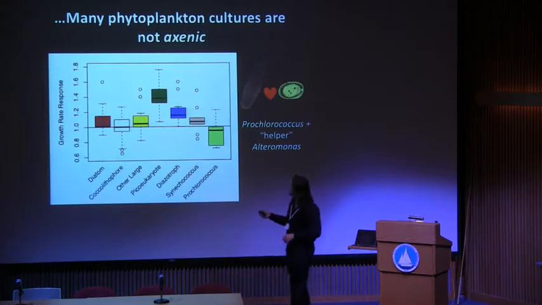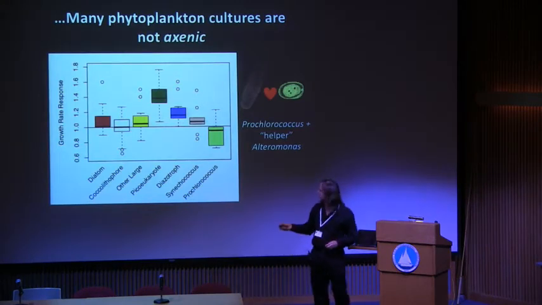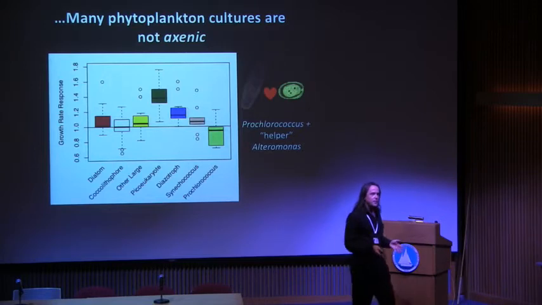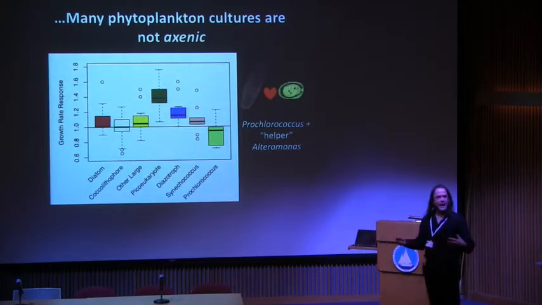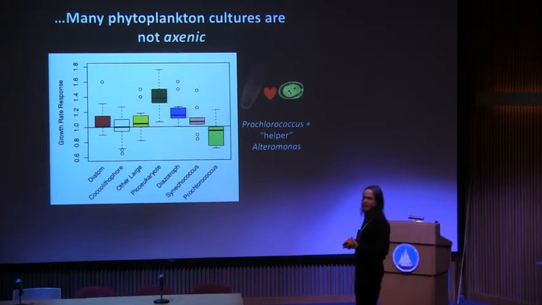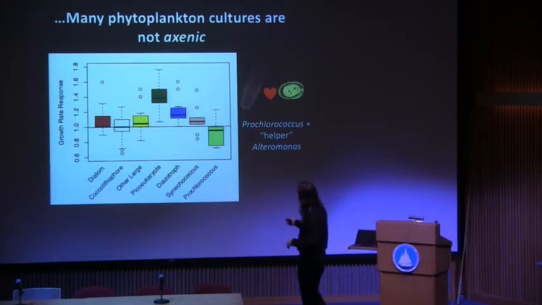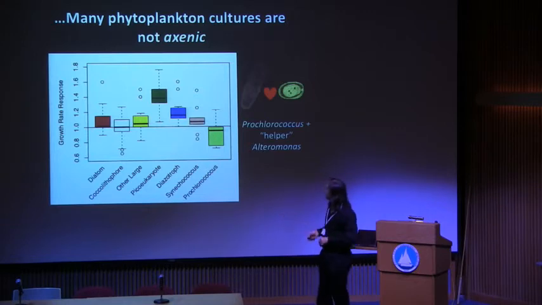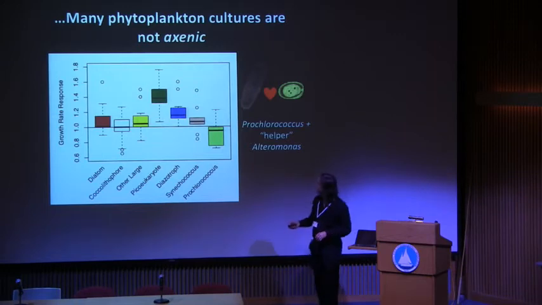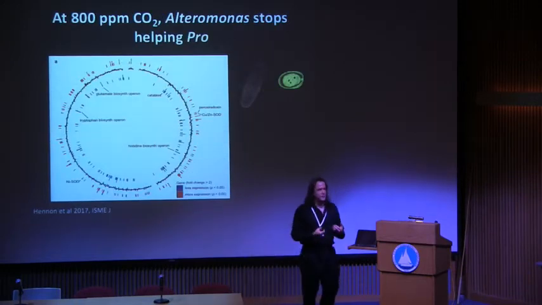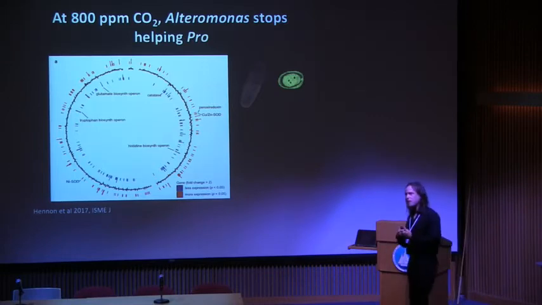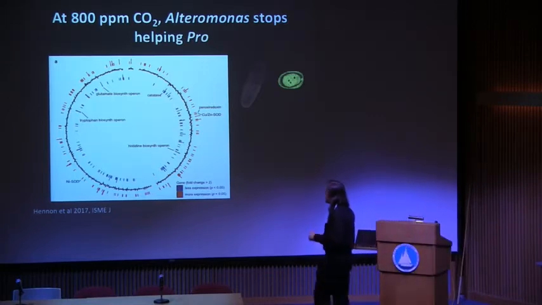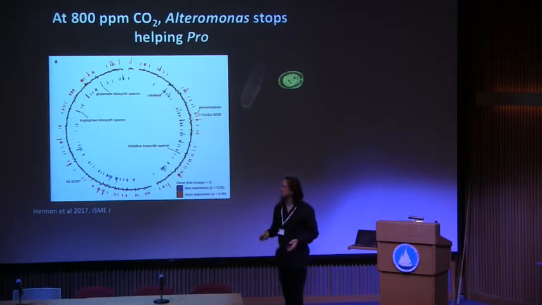Okay, so what I didn't tell you when I showed you this graph is that we're looking at cultures of algae, but that's not all that's in there. Almost every one of these experiments is done with cultures that had some assemblage of heterotrophic bacteria living with them, right? And that's certainly the case with Prochlorococcus and also with almost all these other ones as well. So what we found when we looked closer at this, we looked at the genetic response of these Prochlorococcus Alteromonas cultures at both modern and future CO2 conditions.